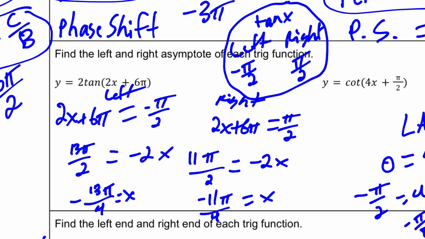Think about for tangent where the asymptotes actually are. The left one's at -pi over 2, and the right one's at pi over 2. So I'm going to set that equal to everything inside the parentheses and solve, and I get -13 pi over 4. I do the same thing on the right. I set the right asymptote, which is pi over 2, equal to everything inside the parentheses, and I get negative 11 pi over 4 when I solve for x.